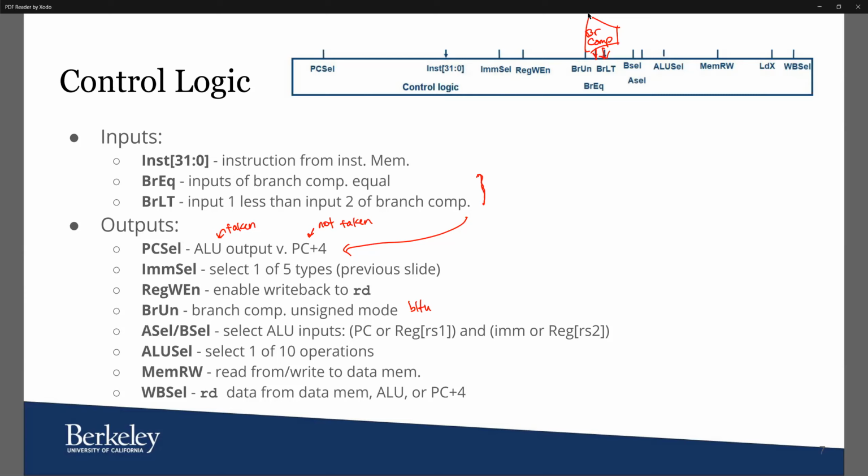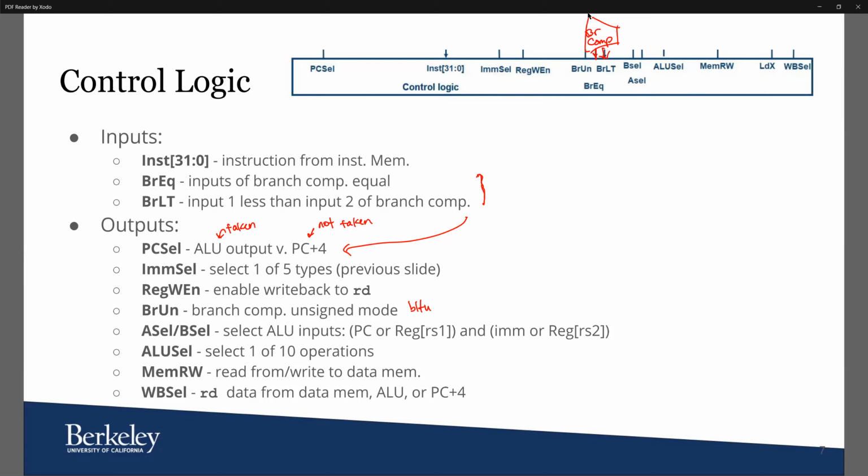Okay. The last two outputs from the control logic are memory read-write, very straightforward, telling data memory whether it's in read or write mode, and then write back select, which tells the register file whether the destination data comes from the data memory, the ALU, or PC plus 4. So the key takeaway here is that the only real input to output influence is the branch comparator to the PC.